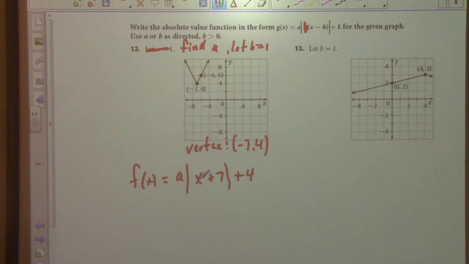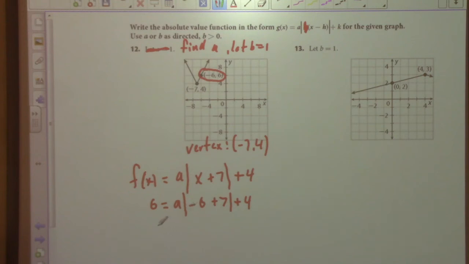What can we do? -4 from both sides. So we have this other point here, right? Can we use this other point to figure out what's going on? Sure. So what is the y value here? 6, right? So we take 6 is equal to A times, what is x? -6. So we put -6 plus 7 plus 4. And now can we solve for A?